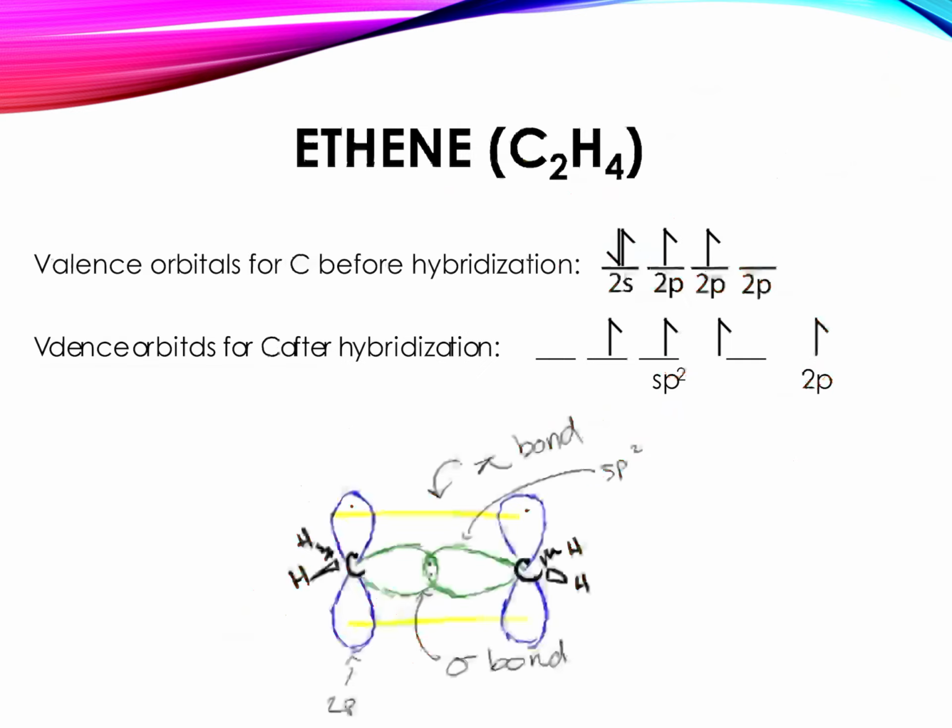Here's another one. Again, the crazy fonts here. This is ethene, and the ene is telling us that there is a double bond. So if we drew the Lewis structure for C2H4, we would come up with this.